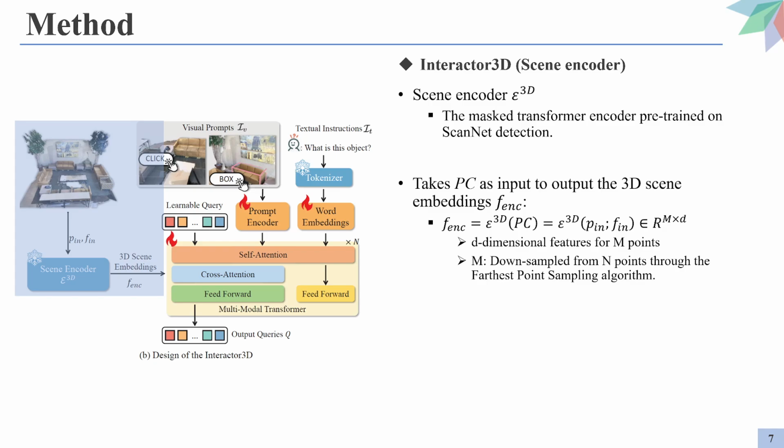Now let's get into the details of their method, starting with the Interactor3D. This module is made up of several components to aggregate the point cloud, visual interactions, and text instructions. The scene encoder is responsible for embedding this point cloud. It's a masked transformer encoder pre-trained on the ScanNet dataset and is kept frozen during training. The point cloud is first reduced from n points to m points using the furthest point sampling algorithm. The sampled points are then passed through the scene encoder to produce the final scene embeddings.